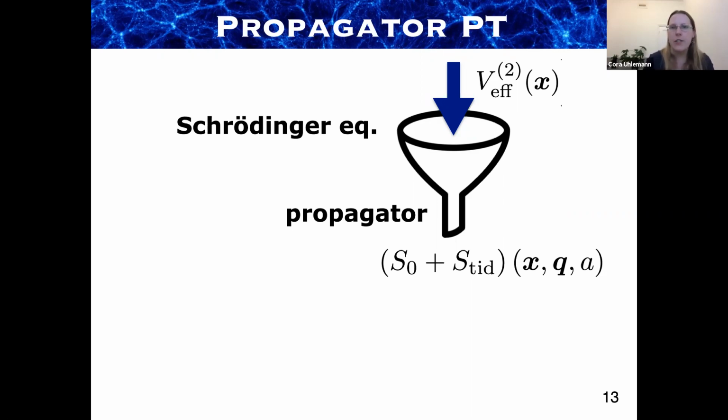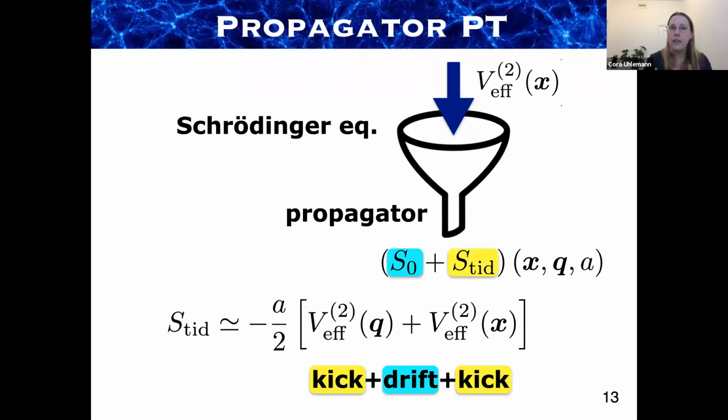And then we can write this solution in terms of the effective potential evaluated at the initial and the final position. And this has a straightforward meaning. If we think about a numerical scheme, essentially I perform a kick to the particles according to the effective potential at the initial position. Then I drift my particles, so I basically just do a free propagation to the final position. And then I kick them again according to the value of the effective potential at the final position.